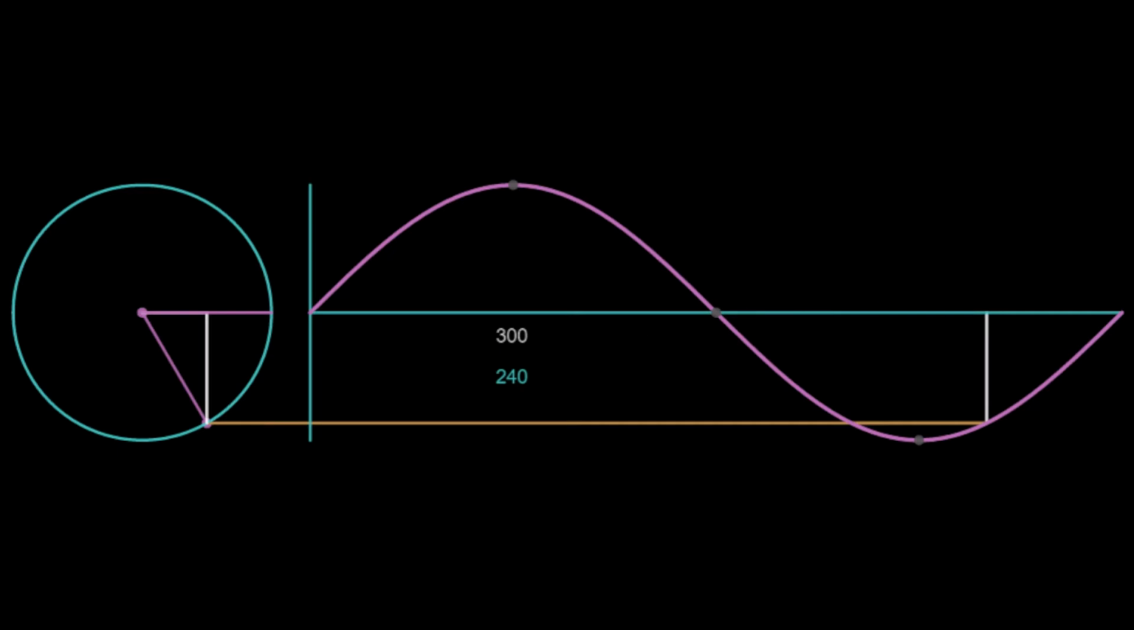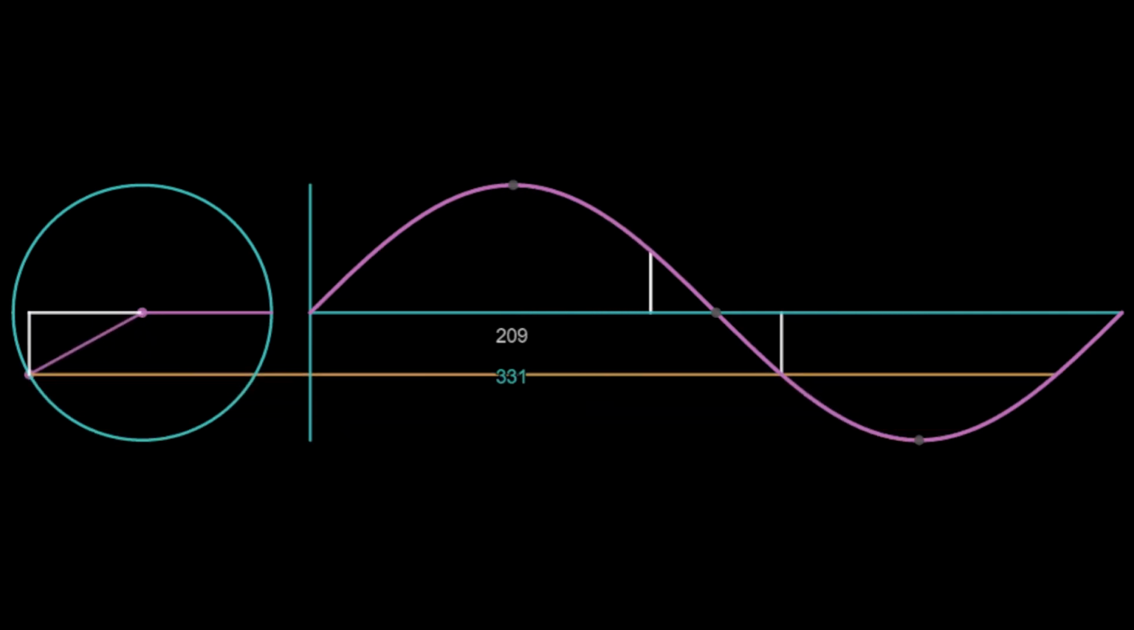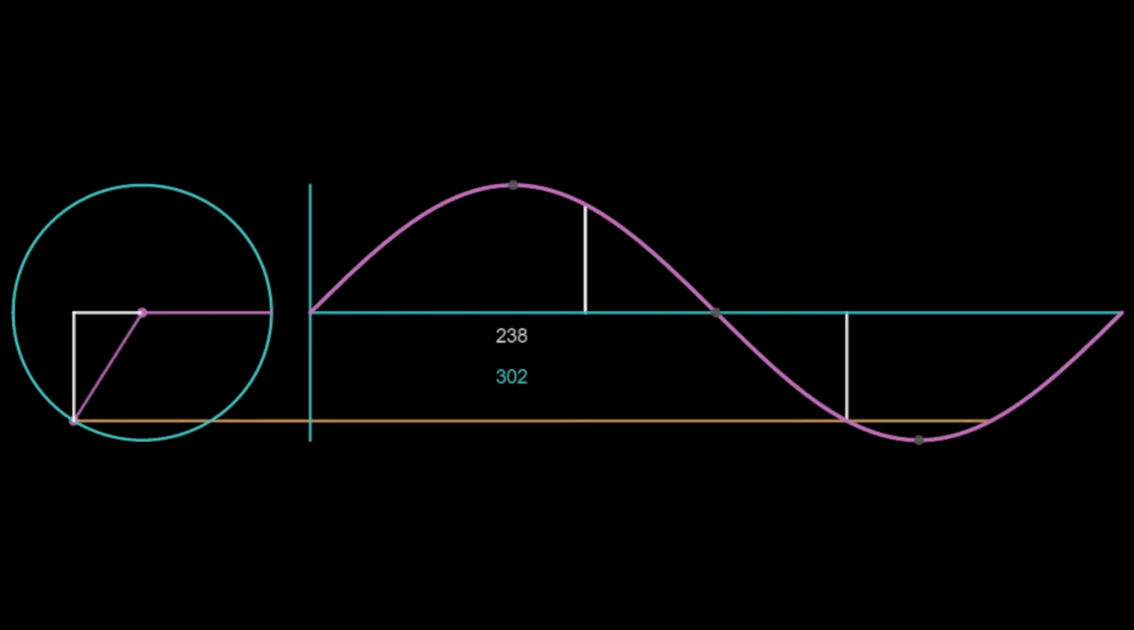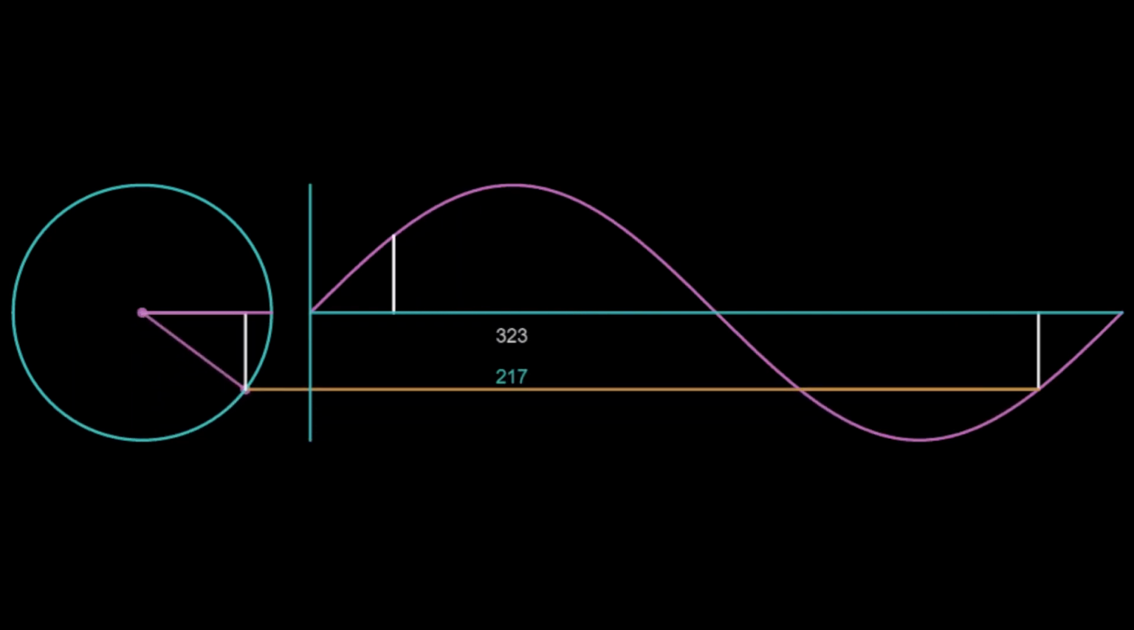Now, if we were to put in the other value here within the first two quadrants, you can see that the height of this value here is going to be the same as the height of this value here. The only difference is that one of them is going to be a positive value and the other is going to be a negative value. And you can see that happening as we move this along. So these are going to be the same height, but one is going to be positive and one is going to be negative.